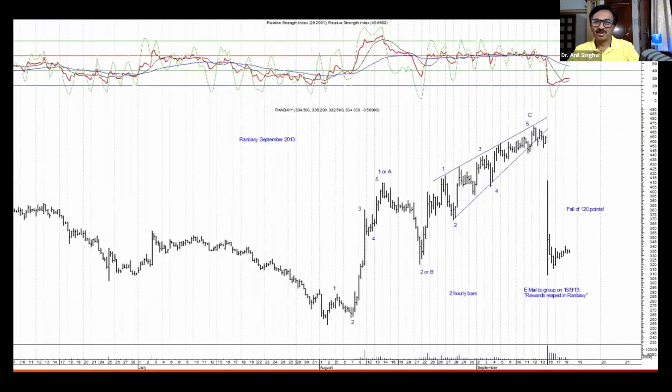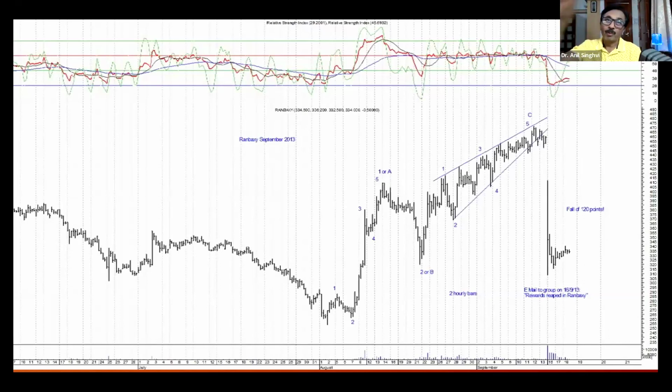Next day, there was an FDA action on Ranbaxy. All its plants were shut and it fell almost 25% on that day, 25%. And the target was achieved in just one day. So 120 points were gone from 470 odd. So this was the classic ending diagonal which was happening.